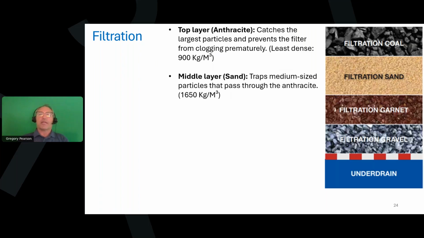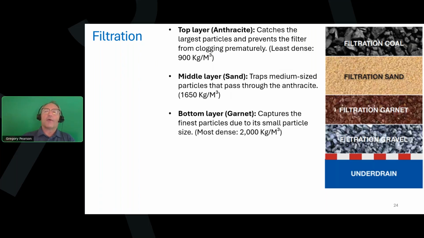And filters are generally multiple layer. When you have a multimedia filter, the top layer will be the largest and least dense. Usually we'll use anthracite coal. The middle layer might be sized sand that's medium size. And then the bottom layer is the most dense garnet, the finest particles and the most dense particles. And this can help us in many ways, but filters can be single media or dual or multimedia like this.